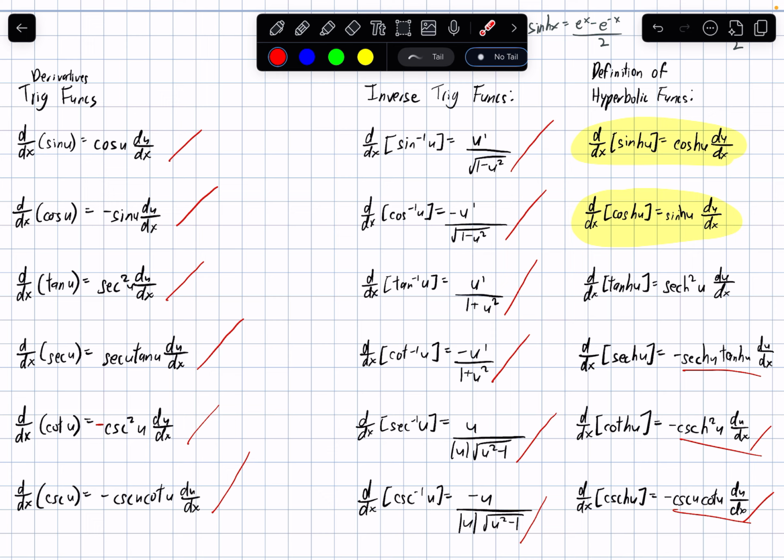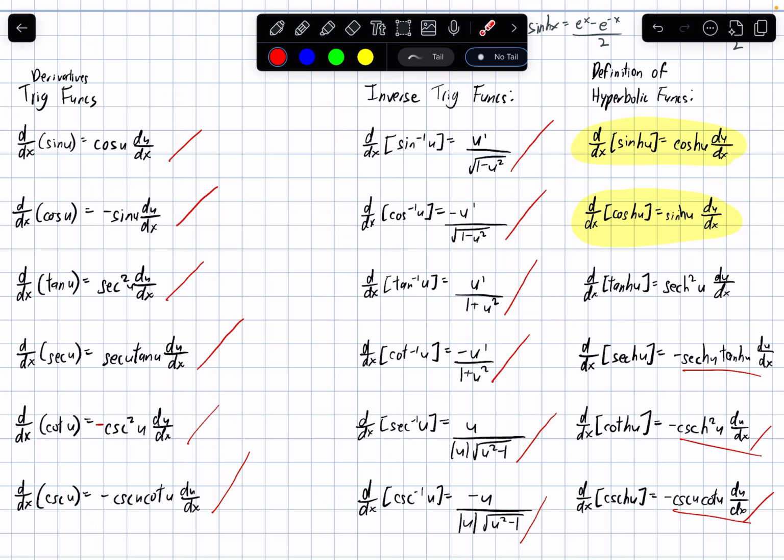So yeah, cosine u, derivative of it is negative sine u times du over dx. Tangent u, the derivative of it is secant squared u times du over dx. Secant u, its derivative is equal to secant u times tangent u times du over dx. And then cotangent u is negative cosecant raised to 2 u times du over dx. Cosecant u is equal to negative cosecant times cotangent u du over dx.